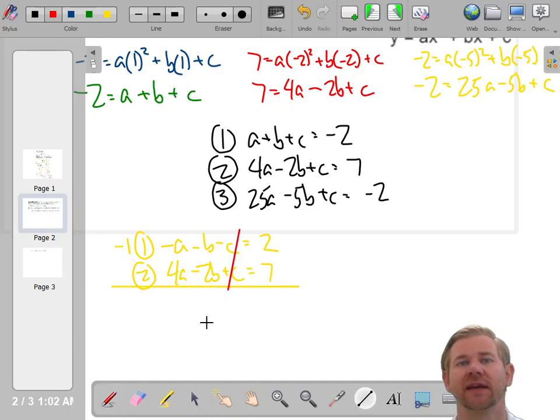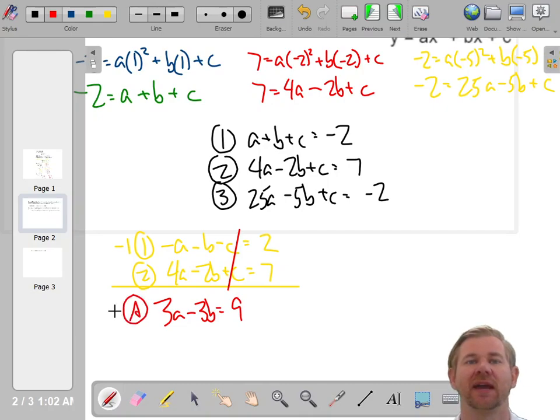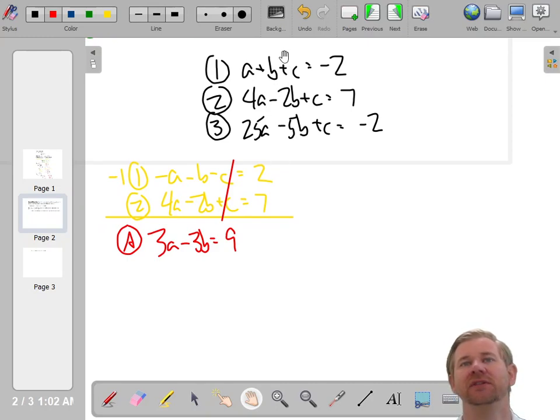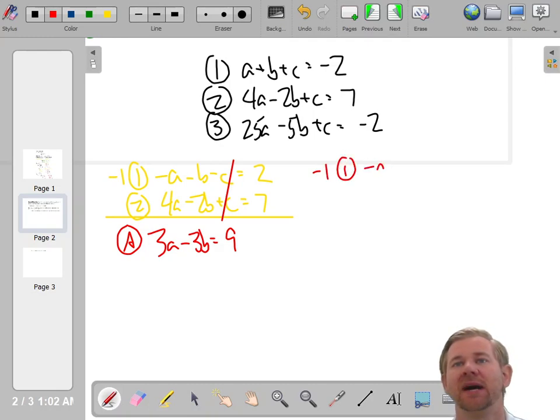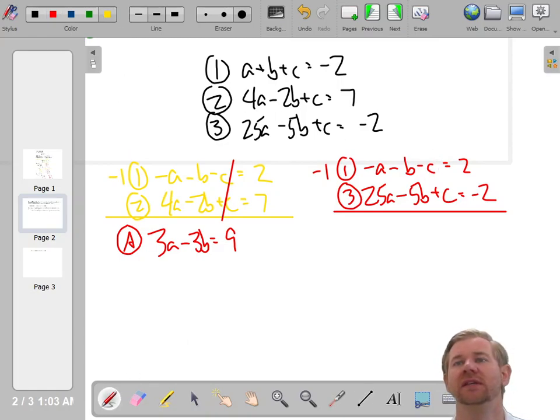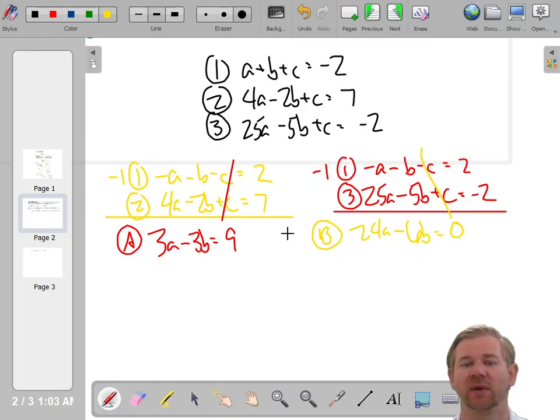So to get my a equation, that goes away. I have 3a minus 3b equals 9. I'll call that my a equation. To get my b equation, I need to eliminate c again. And like I said, I'll do 1 and 3 this time again. I'll do the same thing I just did. Minus a, minus b, minus c equals 2. And line 3, 25a minus 5b plus c equals negative 2. Okay. So now c goes away. 24a minus 6b equals 0. 2 plus negative 2 is 0, so that's my b equation.